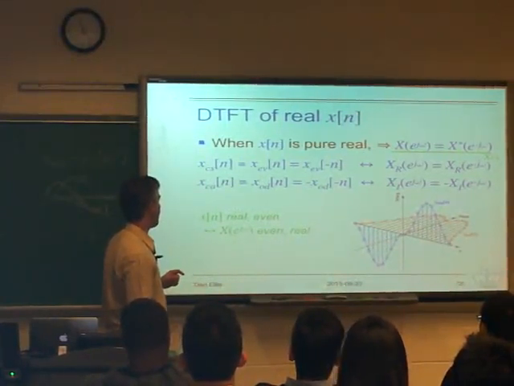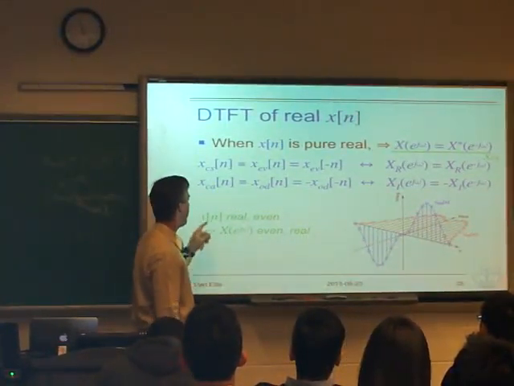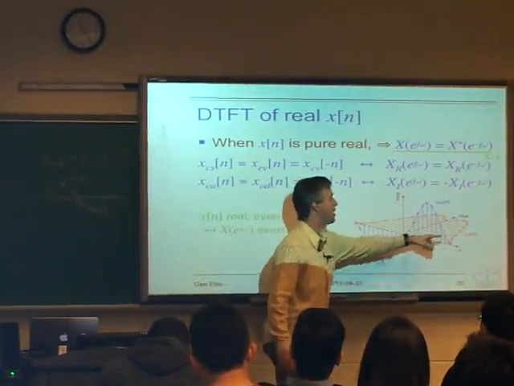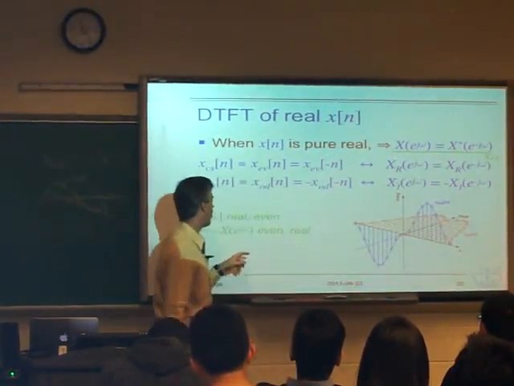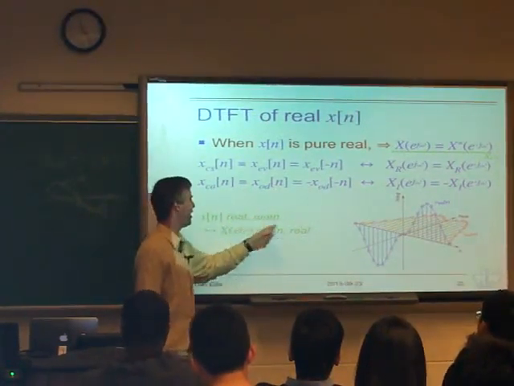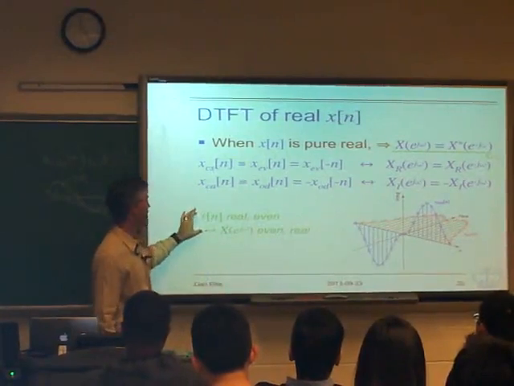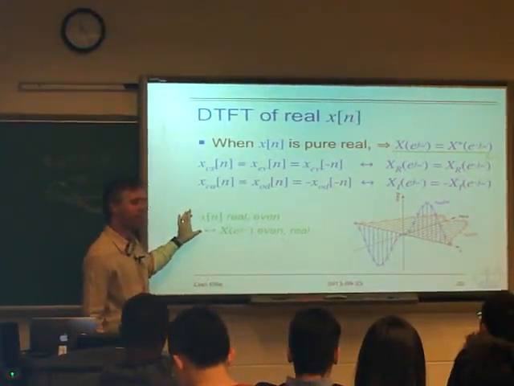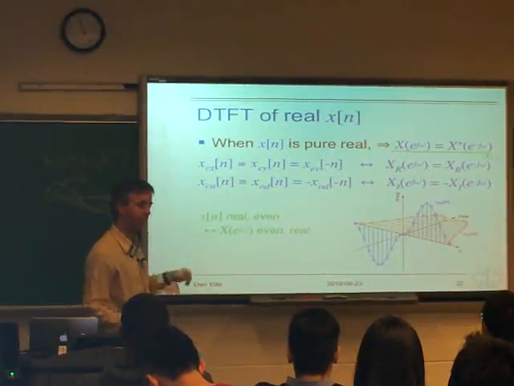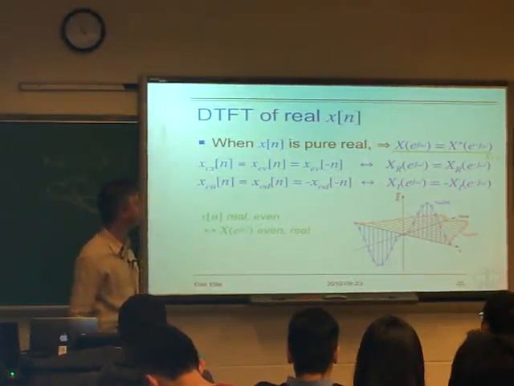And in particular, if x is real and even, then the imaginary part goes to 0. And so X of e to the j omega will be even and real. It's even because it's real, and it's real because it's even. But in this case, for symmetric real signals, both the time domain and the frequency domain are pure real and symmetric.